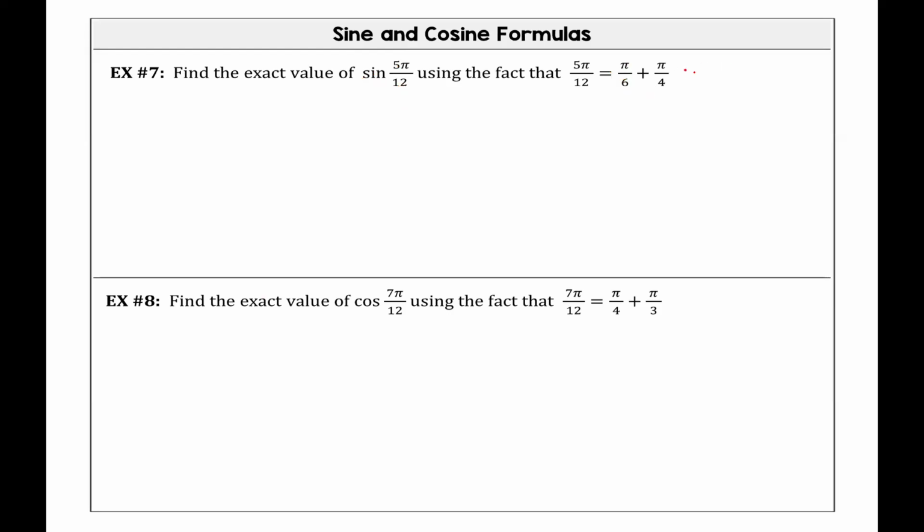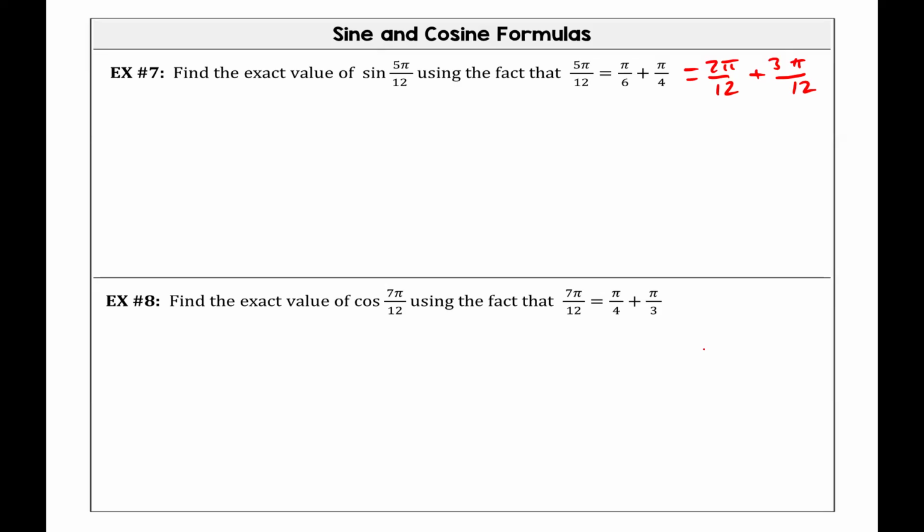The reason being is pi over 6 is 2 pi over 12, and pi over 4 is 3 pi over 12. And what does that make? 5 pi over 12.